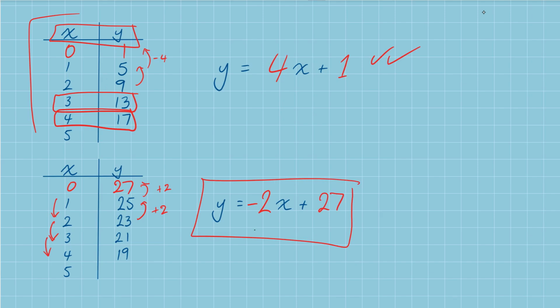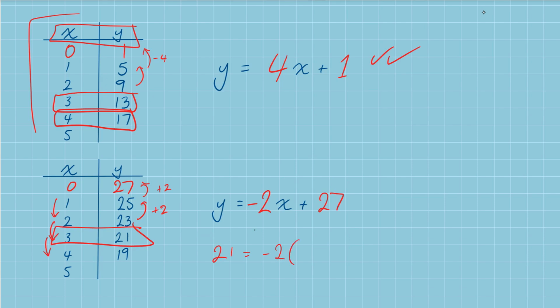We'll just double check that one. Safety first. Let's use 3. So that should be 21. 21 equals minus 2 times 3 plus 27. Well, that's minus 6. Minus 6 plus 27. Yep, that equals 21. So fantastic. Looks like we've got that one correct.